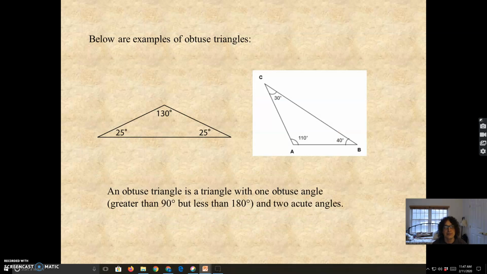And below are examples of obtuse triangles. As you probably already know, an obtuse triangle is a triangle with one obtuse angle, which means that angle is greater than 90 degrees but less than 180 degrees, and two acute angles. You cannot have two obtuse angles in one triangle, because the sum of the three internal angles in a triangle is exactly 180, and there's absolutely no way you could have two obtuse angles in one triangle. Mathematically, it is impossible.